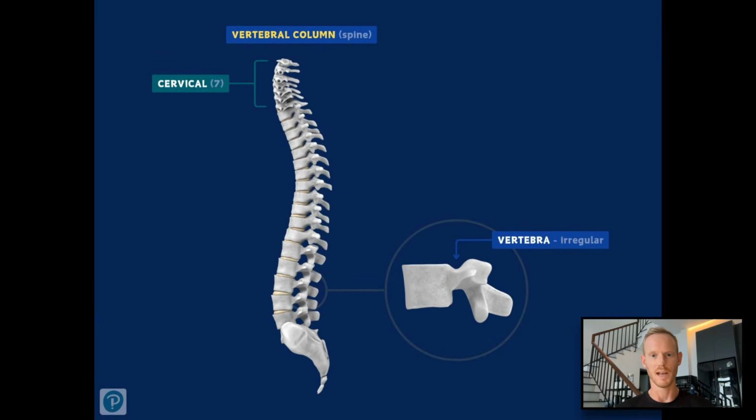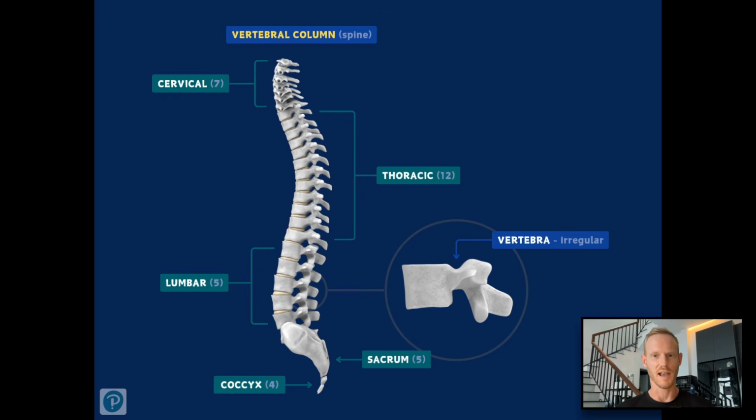The cervical or neck region contains 7 vertebrae. The thoracic or chest region contains 12, and the lumbar or lower back region contains 5. The sacrum and coccyx are made of fused vertebrae. The sacrum has 5 and the coccyx has 4.